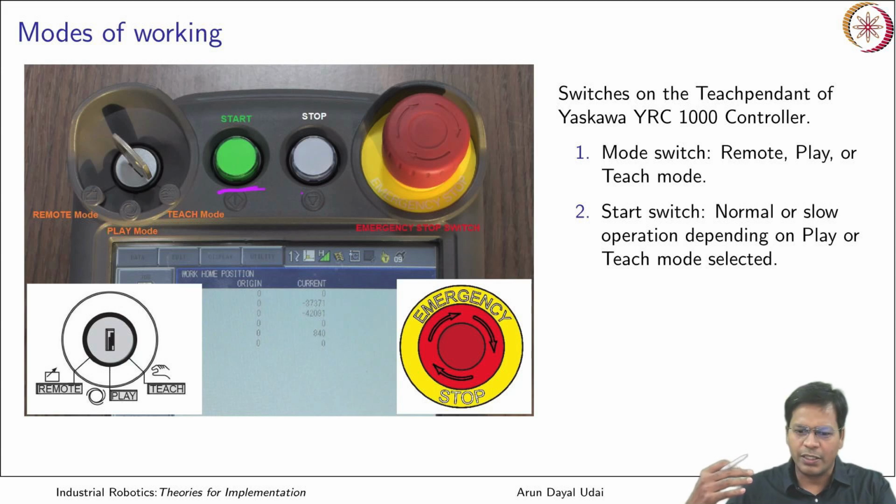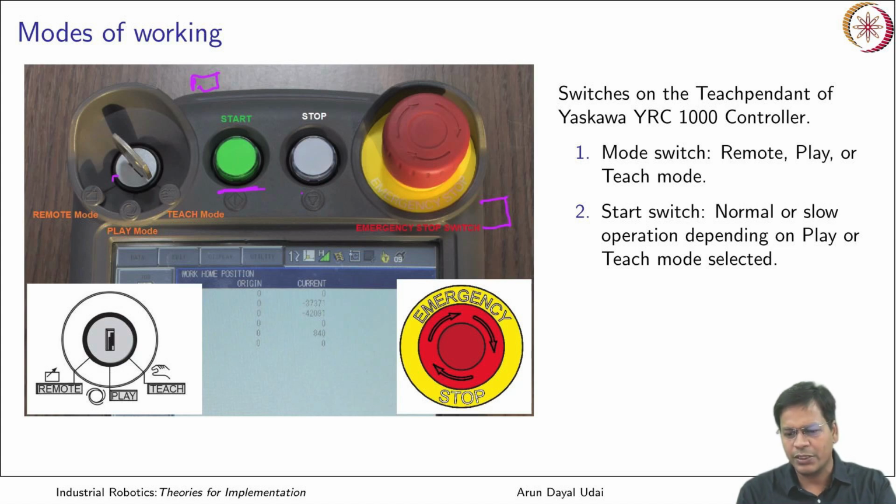Mind it, this is for the GP12 Yaskawa robot with the YRC1000 controller. The switches are very much the same for other robots also, maybe a Kuka robot or a Fanuc robot. Locations or orientation of these may be different. This key may be at the top somewhere, emergency stop may be located somewhere over here, but the idea remains the same. So nothing very specific to Yaskawa over here.